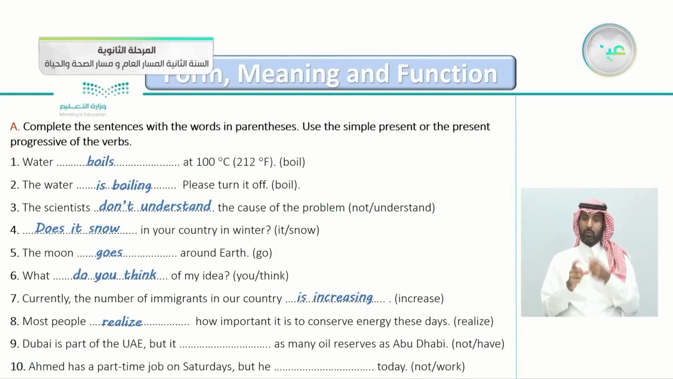Number 9, Dubai is part of the UAE, but it as many oil reserves as Abu Dhabi. And we have the negative word not and the verb have.